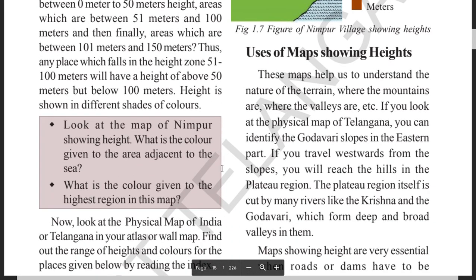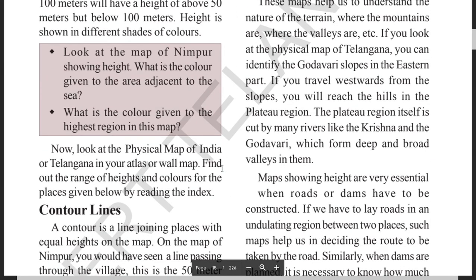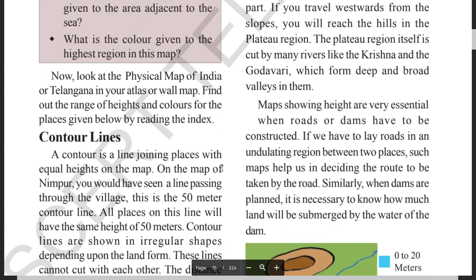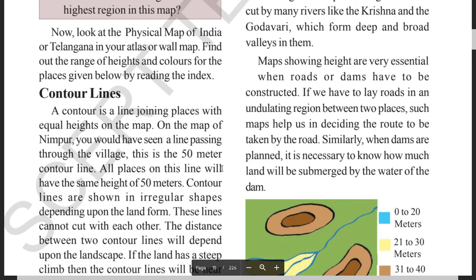Now look at the physical map of India or Telangana in your atlas or world map. Find out the range of heights and colors for the places given below by reading the index. Contour lines. A contour is a line joining places with equal heights on the map. On the map of Nimpur, you have seen a line passing through the village. This is the 50-meter contour line. All places on this line will have the same height of 50 meters.